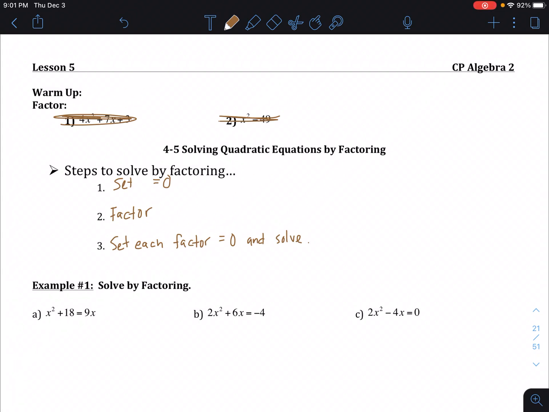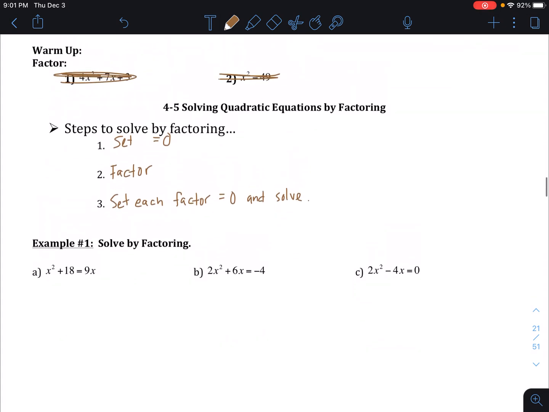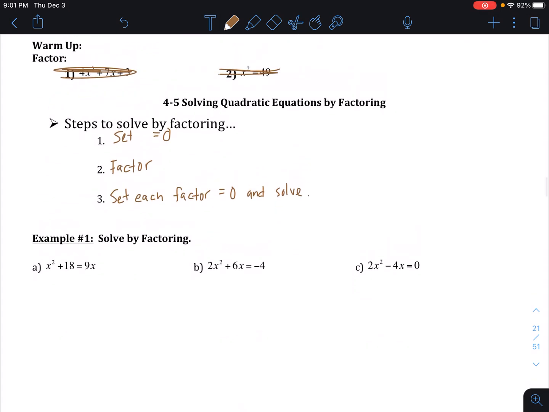Okay, my CPs, we're back on lesson 5. We're in Unit 4. What we're going to be doing today is solving quadratic equations by factoring. Remember, the term quadratic means exponent of 2. Highest degree is 2, in other words. So don't worry about the warm-ups. That would be if I were to see you in class.